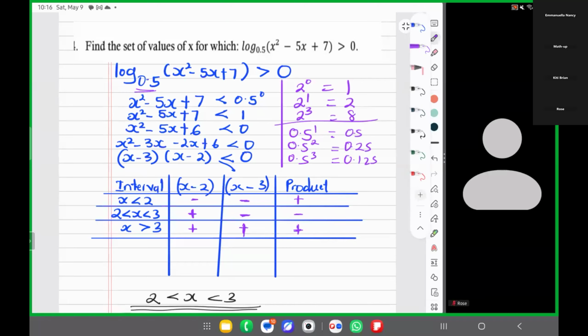So if the base is greater than 1, the more you increase the powers, the bigger the number gets. But for bases less than 1, the more you increase the powers, the smaller the number gets. So it's like a reverse. That's why I also reversed the sign in our step. So our rule is that every time you have a base that's less than 1, you inverse the sign for logarithms. Yeah.